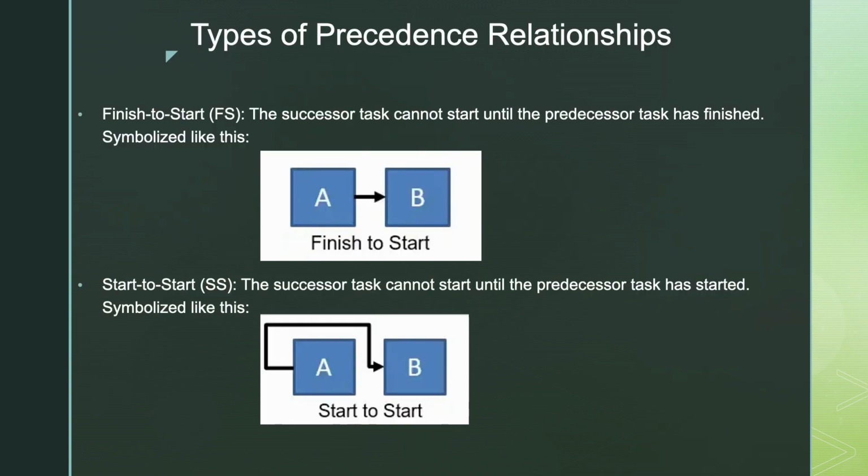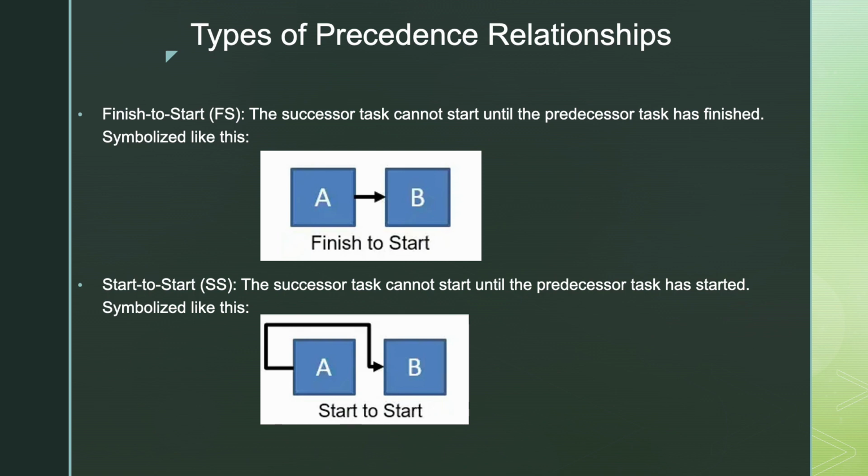So what are the relationships? Well, there's four relationships that I will describe for you. The first one is start to finish. This is when the successor task cannot start until the predecessor task has finished. Consider a construction project where Task A is laying a foundation and Task B is establishing the walls, or erecting the walls. Task B cannot be started until Task A, the foundation, has finished being laid and cured.